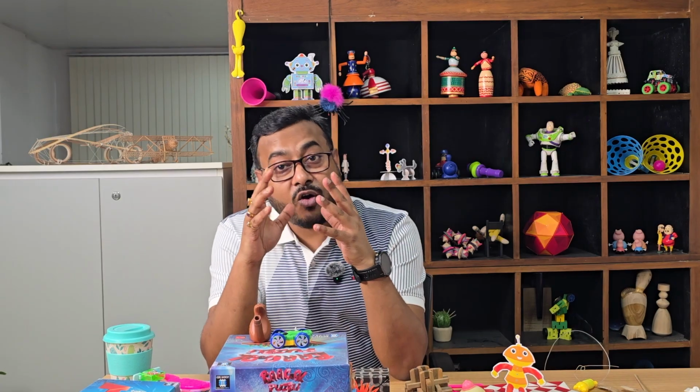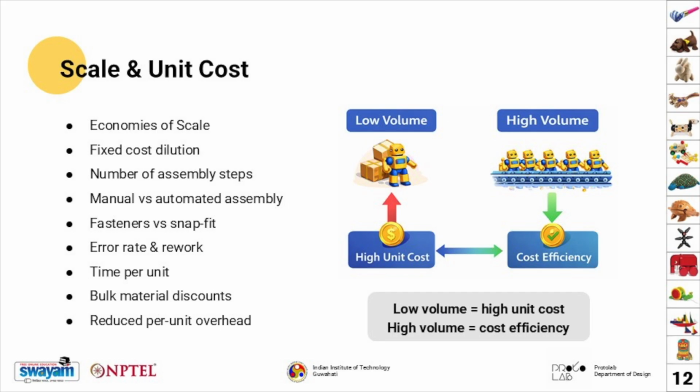Scale transforms cost. Fixed costs such as rent, machines, and tooling remain the same whether you produce 500 units or 50,000 units. But when you spread them across more units, per unit cost drops. This is called fixed cost dilution. Bulk purchasing reduces raw material cost. High production volumes justify automation. But there is a balance.